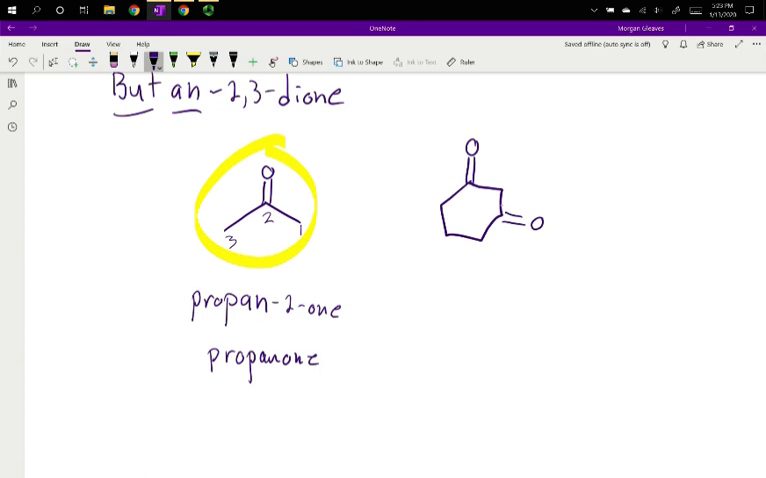I have a ring. It is 6 carbons, so it is a cyclohex-. So cyclo for ring, hex for 6. Single bonds between all the carbons, cyclohexane. And then I have 2 ketones. Well, I have to pick some numbering. Whichever one I number for 1, I can go to the other one for 3. So 1, 2, 3, or 1, 2, 3. Either direction, it's going to be 1 and 3. So this is a cyclohexane-1,3-dione.